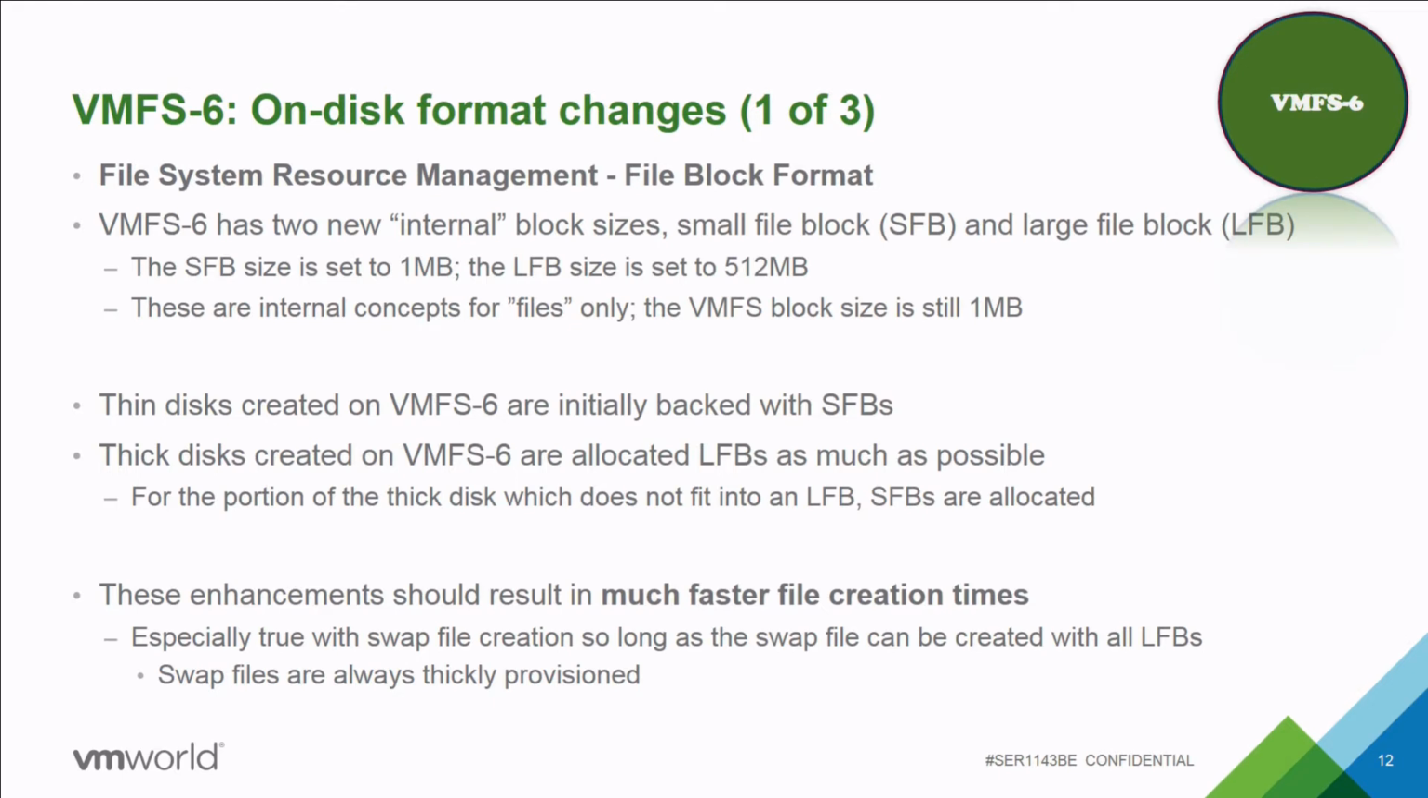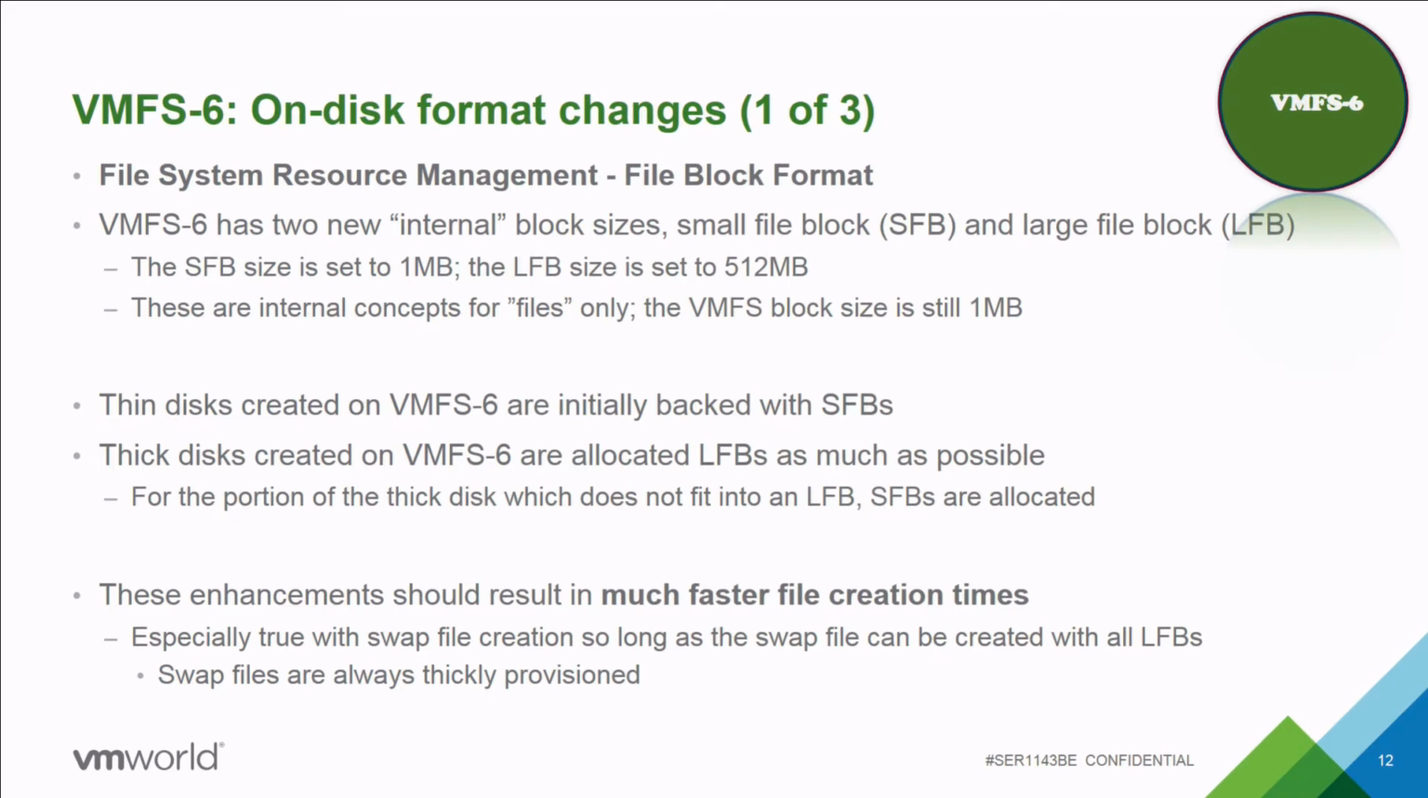But what we have the ability to do now is, depending on the type of file that we're going to create on VMFS, be it a thin disk or a thick disk, we can pre-allocate the space using these new file block formats. So we have a small file block format. It's still the 1 meg in size. So when you're creating a thin VMDK, that's the file block format that will back that. But the major enhancement is when it comes to creating thick VMDKs. We now have this large file block size of 512 megs. So what that means is that very quickly we can allocate space on the VMFS for your thick files.